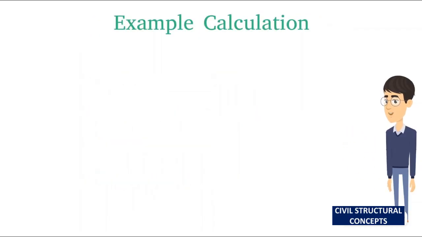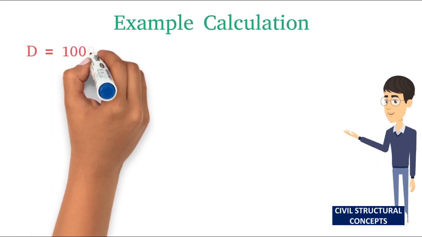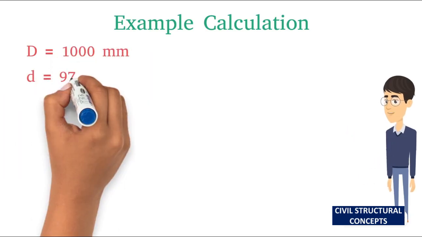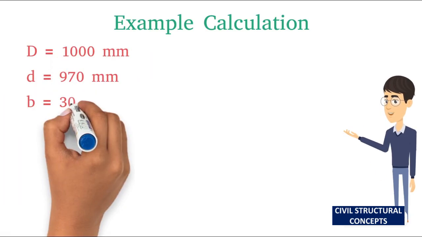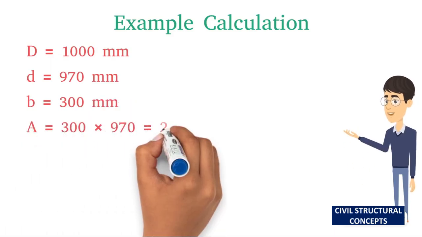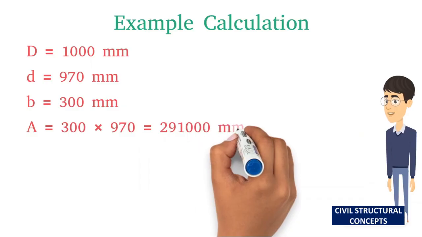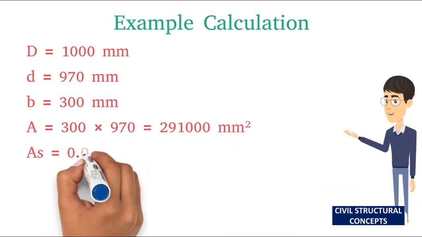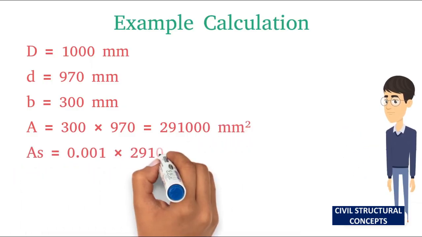Consider a beam with overall depth equals 1000 mm. Effective depth equals 970 mm. Web width equals 300 mm. Web area equals 300 times 970 equals 291,000 square millimeters.